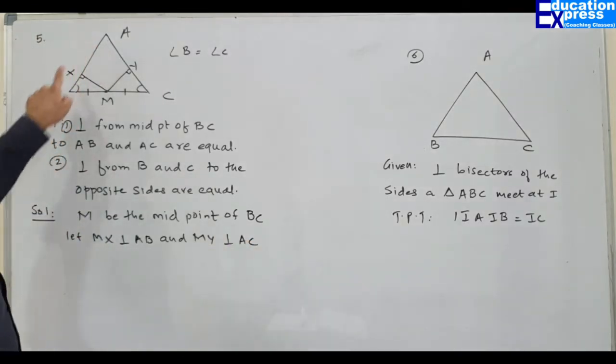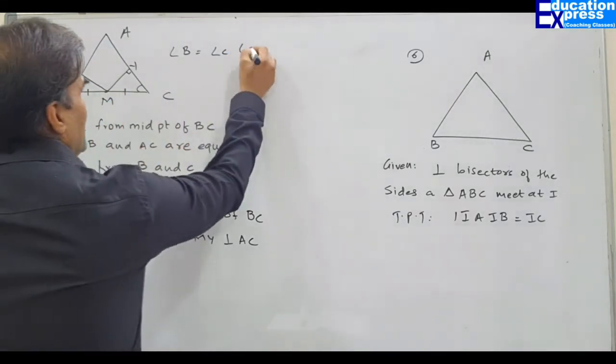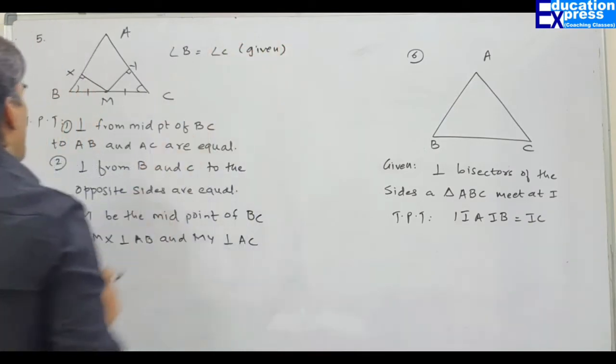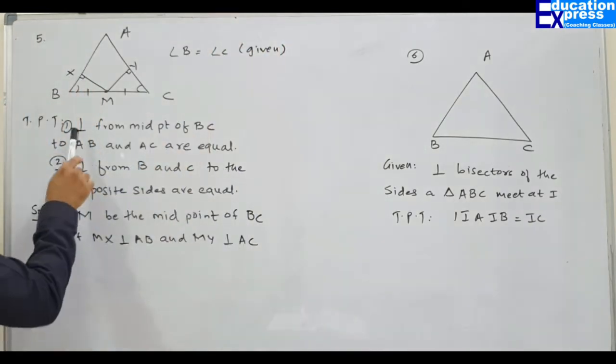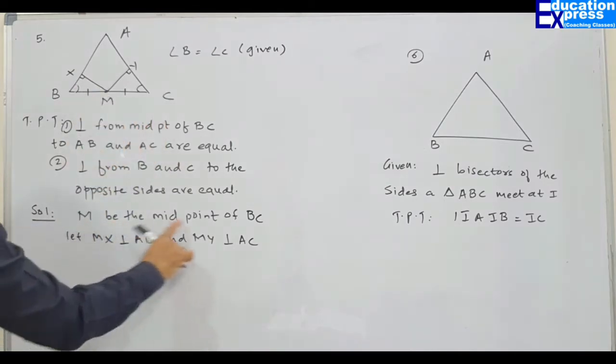They are saying that ABC is a triangle. Angle B equals angle C. This is given to us. What do we have to prove? Sir, the perpendicular from the midpoint of BC. M is the midpoint of BC.